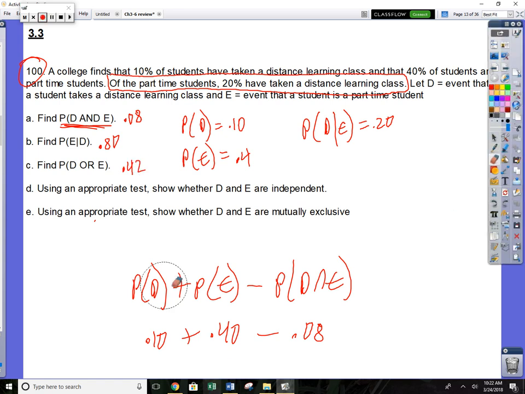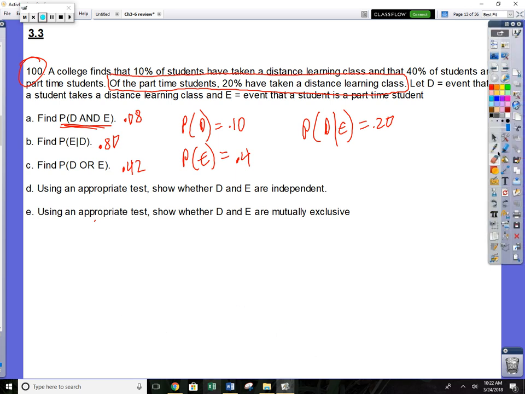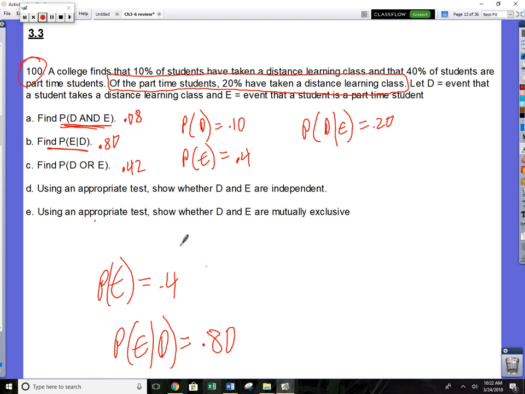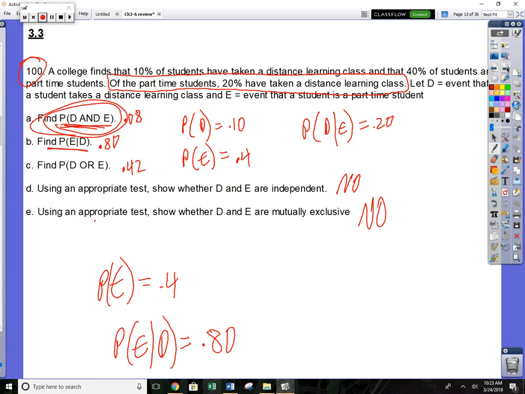Okay, let's do D and E. Using an appropriate test, show whether they are independent. I'm going to use this guy right here. The chances of E are 40%. So the chances of E given that D should also be 40%, but they're 80%. So this is a big no. Are they mutually exclusive? That's a big no. Because of A, there does exist an overlap. There is an intersection, so they are existing at the same time. So that's a big fat no.